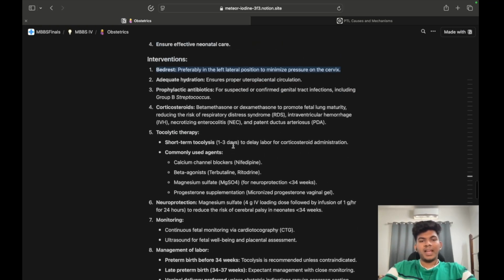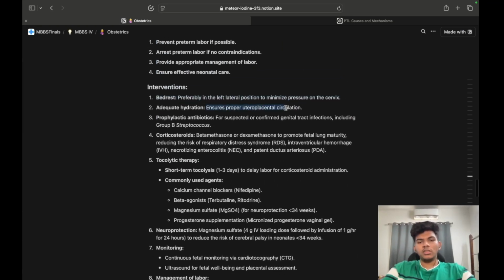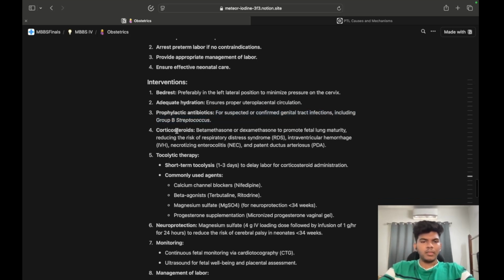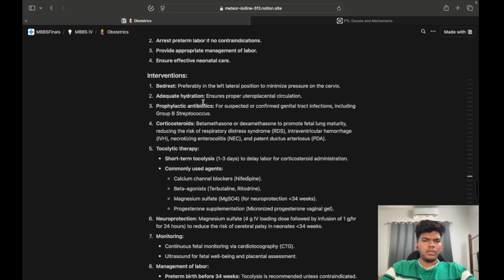Adequate hydration ensures proper uteroplacental circulation. Prophylactic antibiotics for suspected or confirmed genital tract infections, including group B strep. These are the etiological factors we know for preterm labor, so this one is targeting that with antibiotics.